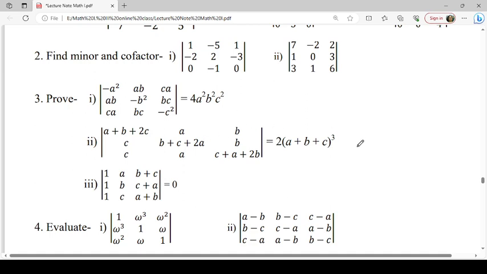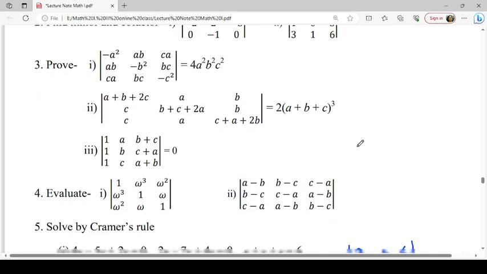So this one is 1 omega cube. This omega cube we need to write as 1, since it is the cube root of unity. So you write here 1 1, then 1 1 omega square, 1 omega 1, omega 1. So it can be done. This is a symmetric matrix.